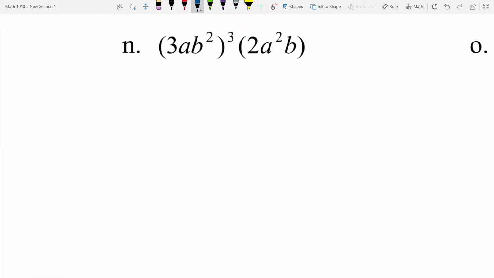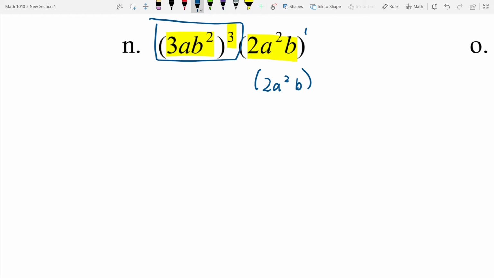More complicated. Stop for 2 seconds. Look right here. Do you see how all this stuff is raised to the 3rd, and all this stuff right here is only raised to the 1st? So that's what I have to do first. Order of operations tells you to do exponents before you multiply. So see that 2a squared b? I'm just going to write it down and forget about it for a second. And this is the guy that I'm going to deal with.